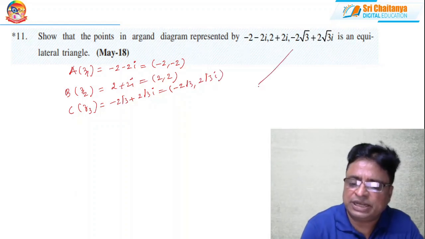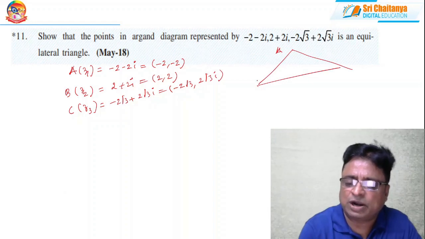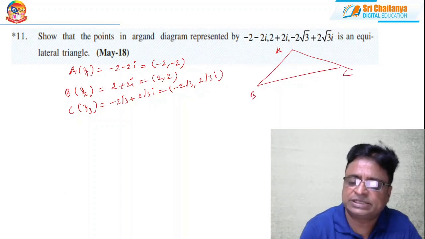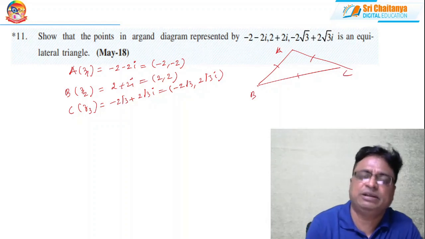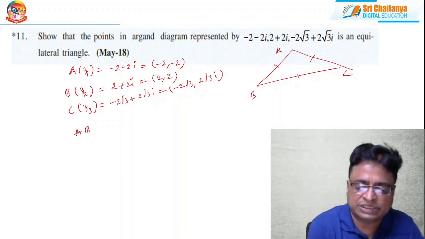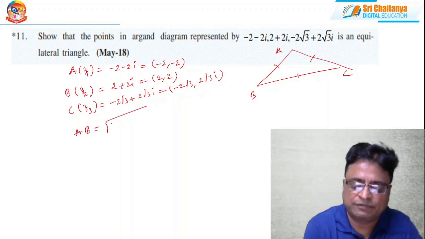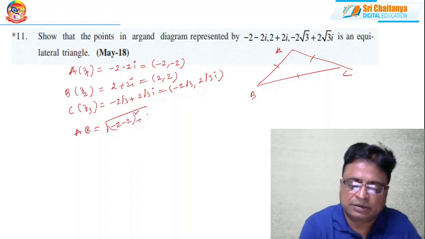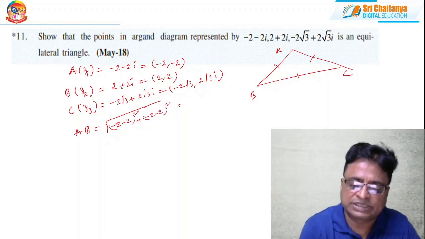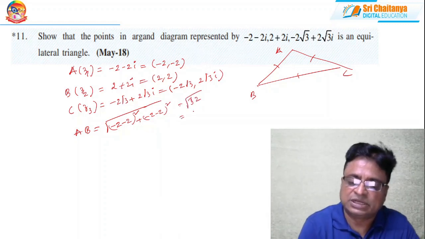So suppose a triangle is said to be equilateral. What you do is find the distances of the sides. If all the lengths are equal, then obviously the triangle is an equilateral. So find AB, the distance between 2 points. That is root of (-2) whole square plus (-2) whole square. That is 4 squared, 16 plus 16, 32. This is 4 root 2.